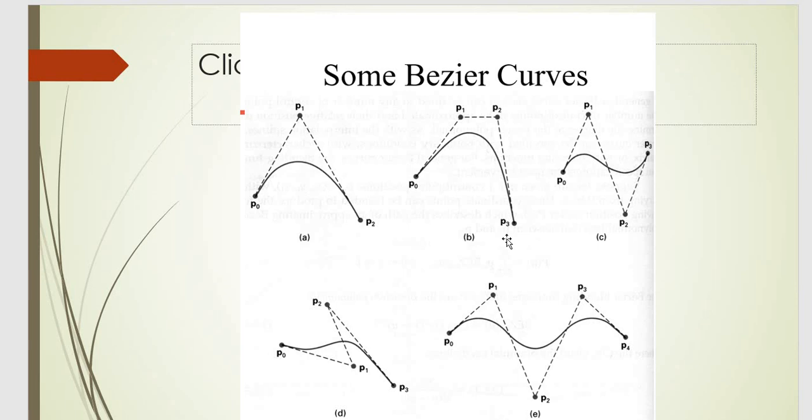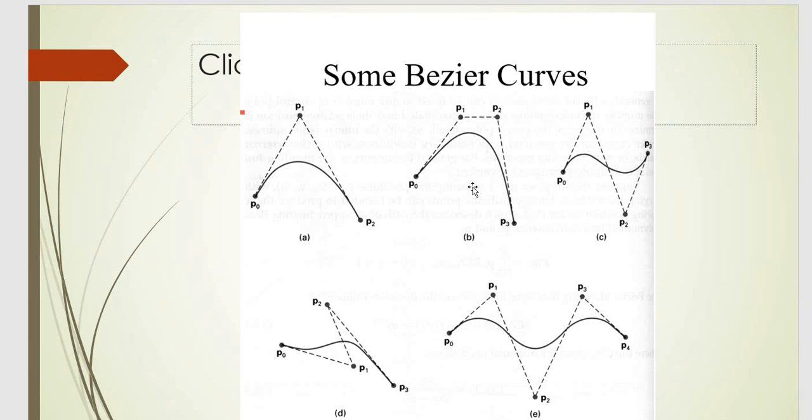Now if you observe over here, if you have 3 control points, then the degree is n minus 1. How many points are there? 3 control points. So n minus 1, 3 minus 1, so it is quadratic. How many control points are there? 4. So the degree is n minus 1, 4 minus 1, so it is a cubic curve.